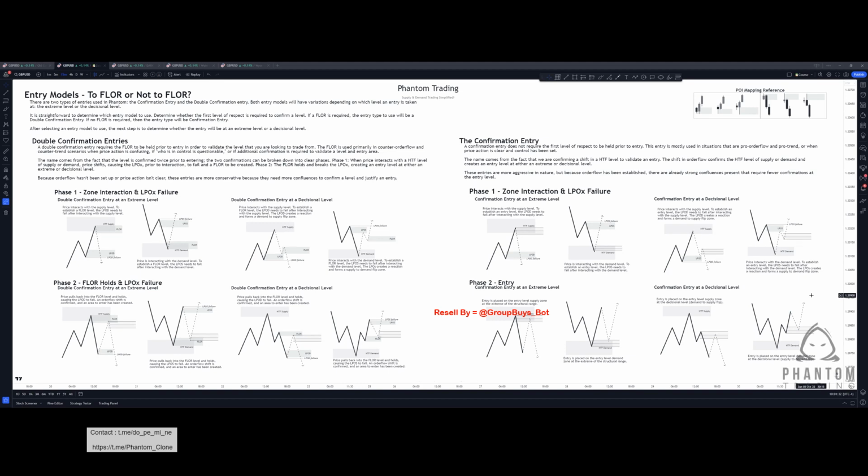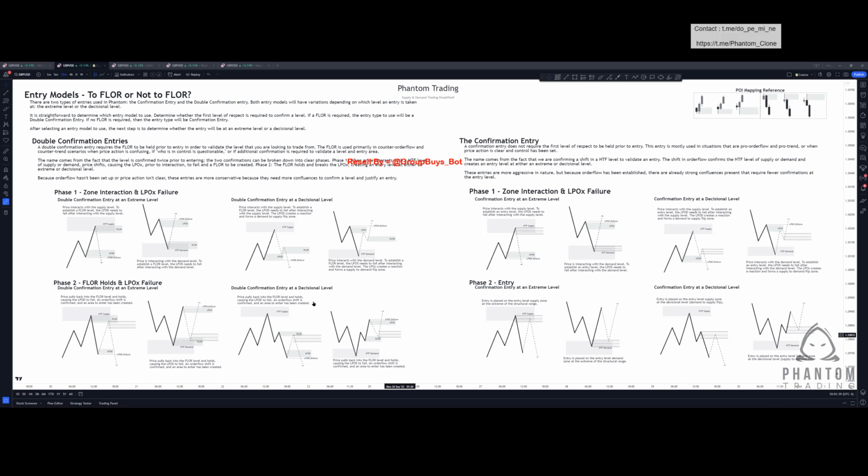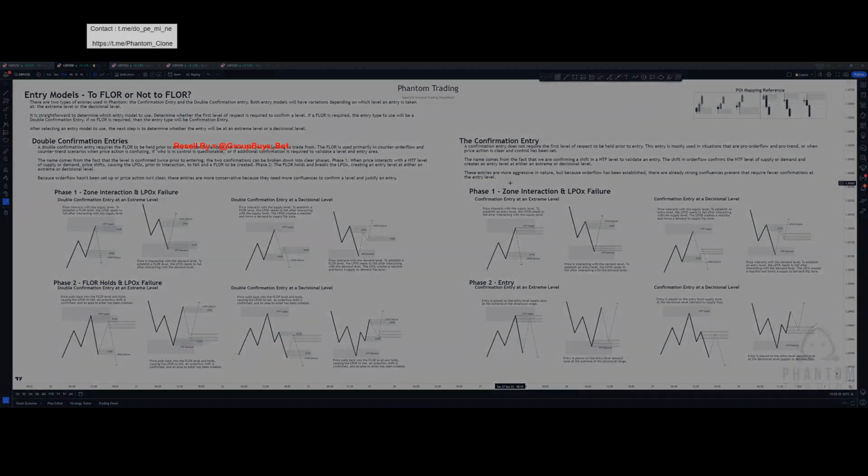As you can see, the power of the double confirmation and the confirmation entries, the reasons why we use them. Use a double confirmation entry if you're unsure of the POI you're trading from, if you're not entirely sure who is in control, or you just need additional confirmation to validate the level that you are trying to trade. And the confirmation entry is best used in pro-trend, pro-order flow situations where you'd have a strong sense of the direction, who's in control, and are looking to get into a trade.